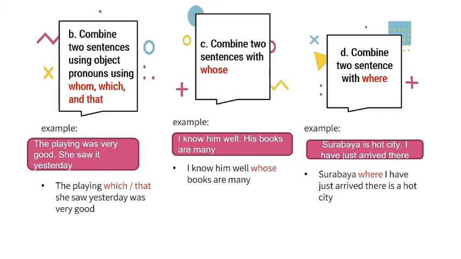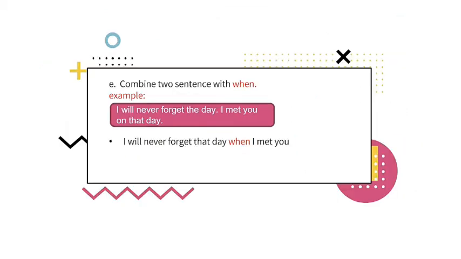Example whose. I know him well. His books are many. I know him whose books are many. Example where. Surabaya is a hot city. I have just arrived there. Surabaya, where I have just arrived, is a hot city. Combine two sentences with when. For example, I will never forget the day. I met you on that day. I will never forget the day when I met you.